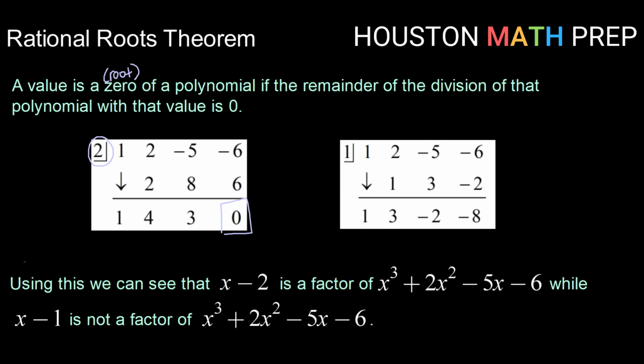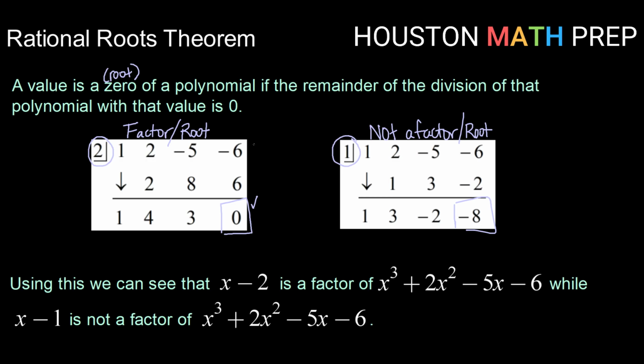So using this concept, we can see here that x minus 2 is a factor of x cubed plus 2x squared minus 5x minus 6. So this one is a factor, or we could say 2 is a root because we got 0 as a remainder. Whereas if we use 1, we get a remainder of -8. So this one is not a factor or not a root.